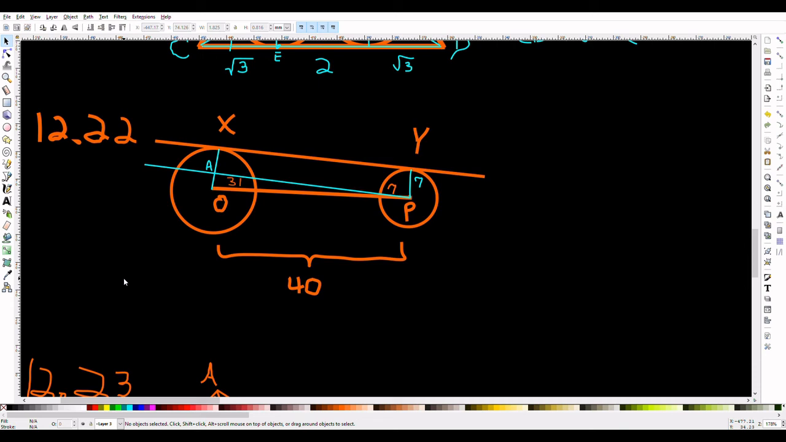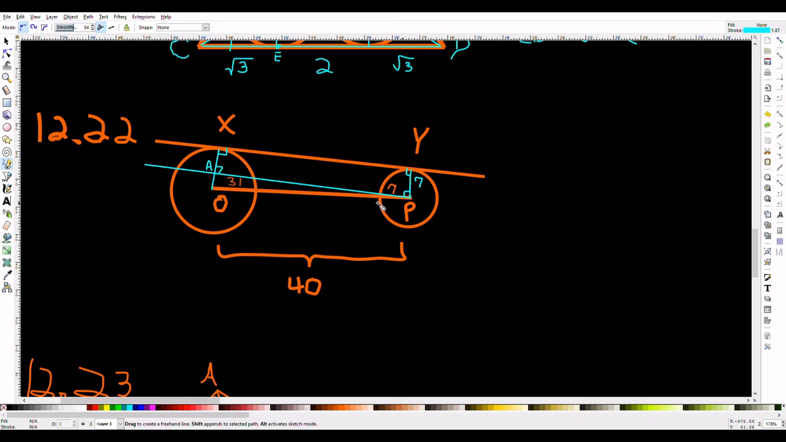So you should also know, maybe one last thing you're missing is labeling all of your right angles. This is a right angle. This is a right angle. This is a right angle. This is a right angle. I'm not saying that YPO is a right angle. It is not. But PAO is a right angle. And you need to get Pythagorean in your life here.